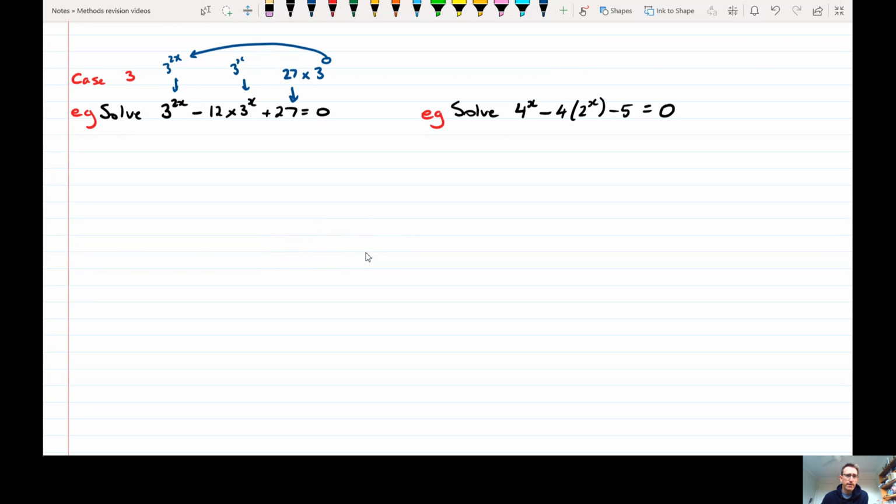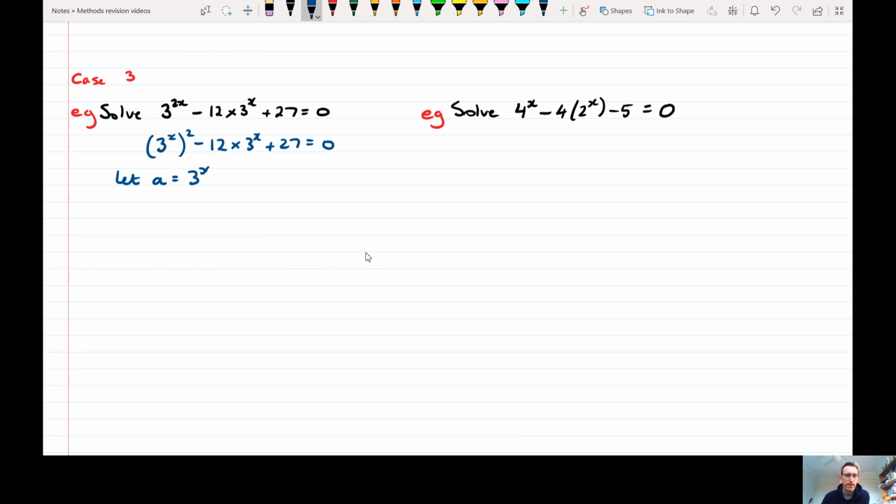And the way we deal with this is by making a simple substitution. We don't want to solve a quadratic and an exponential at the same time, so let's not do that. So first of all, let's remember that 3 to the power of 2x is the same thing as 3 to the x squared. So I can rewrite it like this. And now by letting a simple substitution occur, I can make this a whole lot easier. So let's replace 3 to the x with a. And so we get a squared minus 12 lots of a plus 27 equals 0.